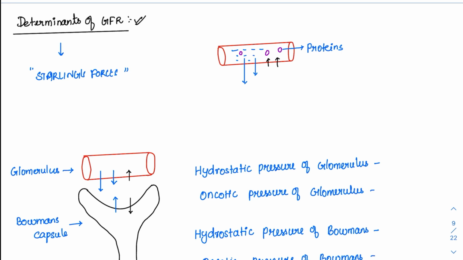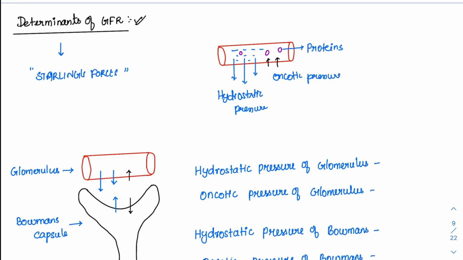In a similar manner, the water molecules will cause some pressure on the tube, which is called hydrostatic pressure. This pressure is moving the fluid from the inside to the outside. And there are some proteins present in the blood column. What they will do is cause something called oncotic pressure.